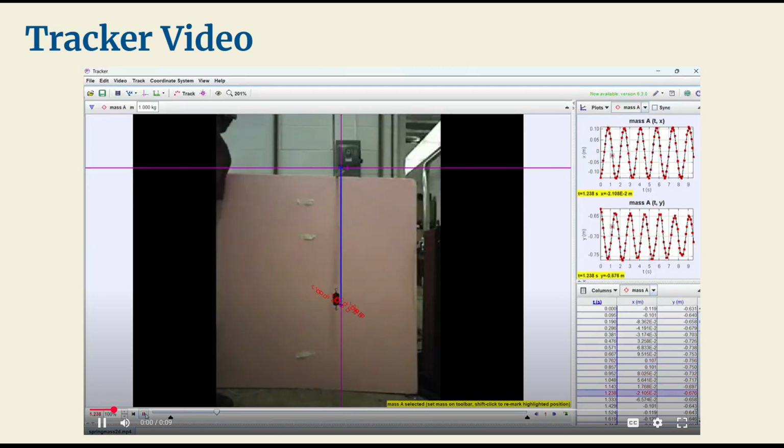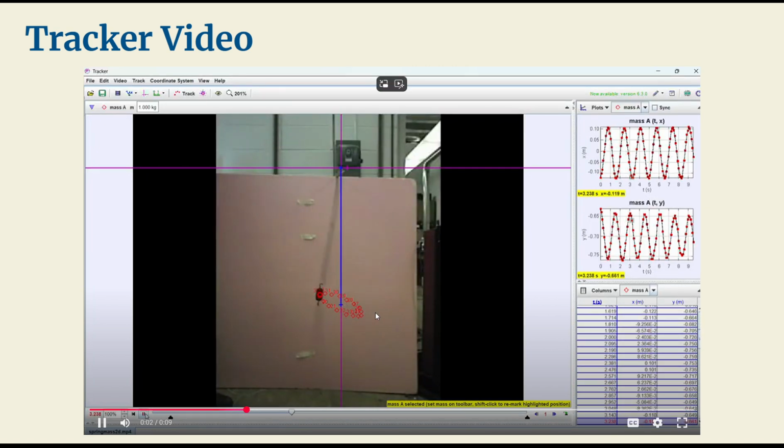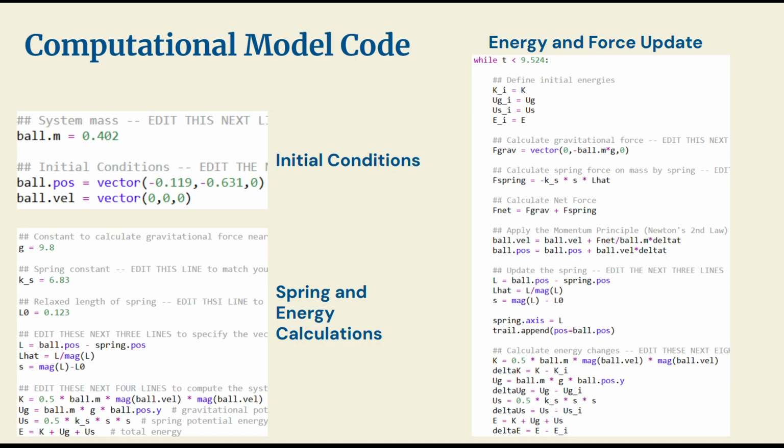To obtain the data for this lab, I used Tracker and the provided video to track the motion of the spring as it completed several oscillations. The initial conditions were given by my tracker data and provided in the video. The ball's mass was 0.42 kilograms. From my tracker data, I found the initial position of the ball to the spring mass to be this.